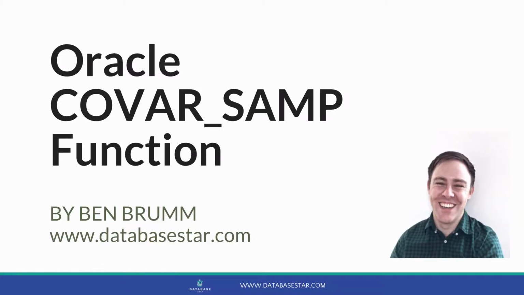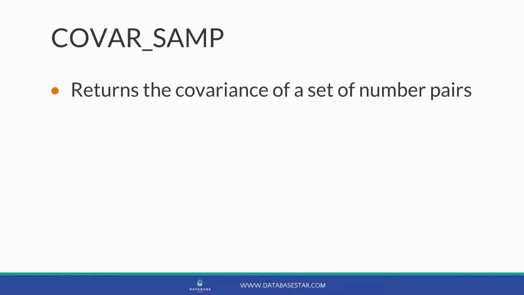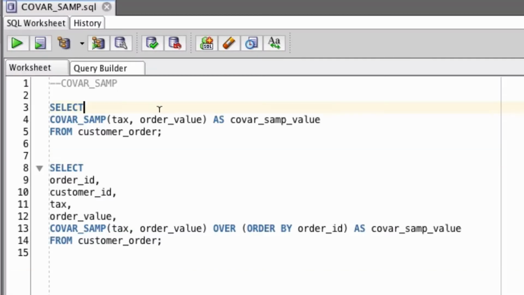The Oracle covar samp function. In this video, we'll look at the covar samp function, which returns a covariance of a set of number pairs. Let's take a look at some examples.